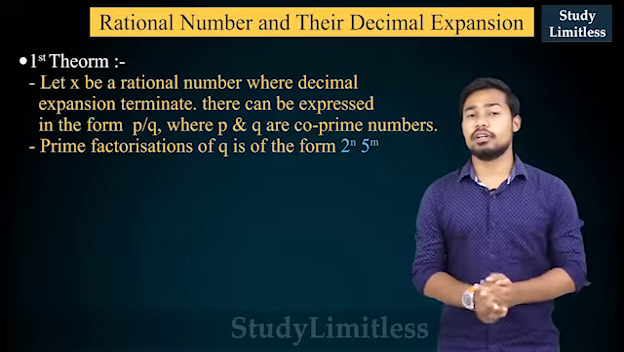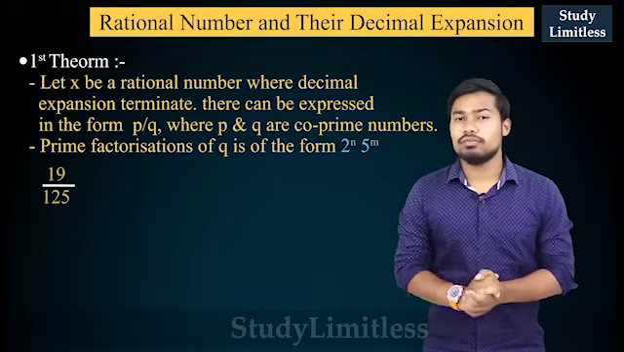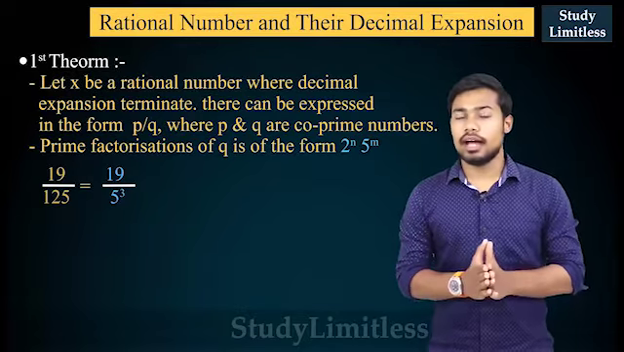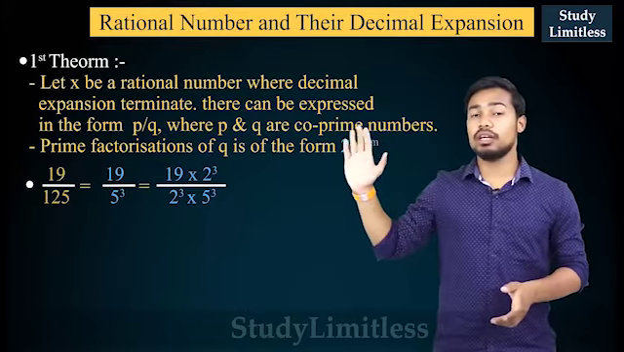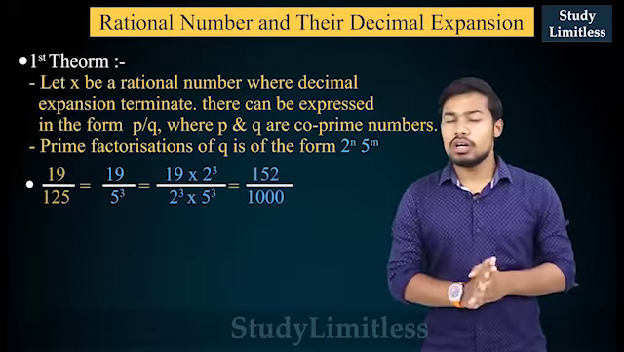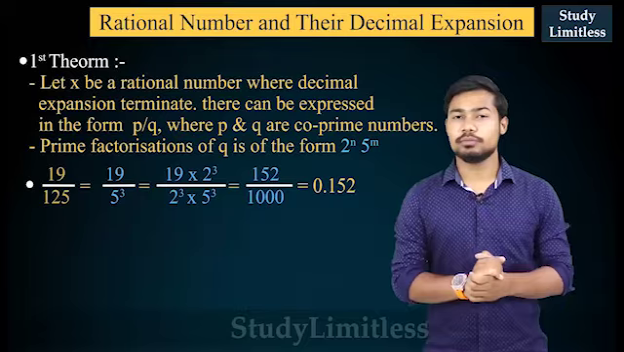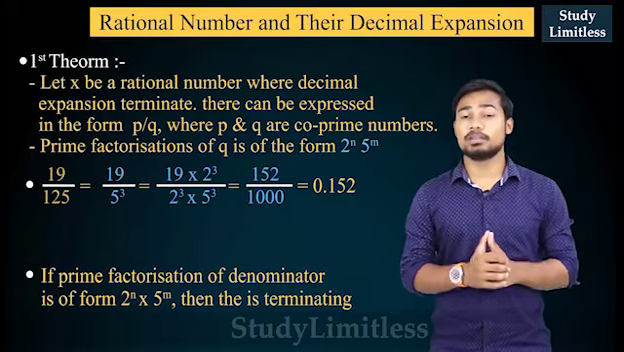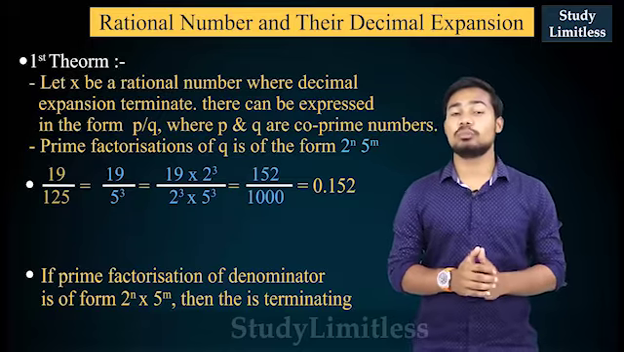So here let us take an example to understand this theorem. If I take 19 upon 125, which can also be written as 19 upon 5 to the power 3. If I multiply and divide this by 2 to the power 3, this will become 19 into 2 to the power 3 upon 2 to the power 3 into 5 to the power 3, which is equal to 152 upon 1000. That means it can be written as 0.152. So here we can say that the ratio of the numbers will have terminating decimal expansion if the prime factorization of the denominator is of the form 2 to the power n into 5 to the power m.